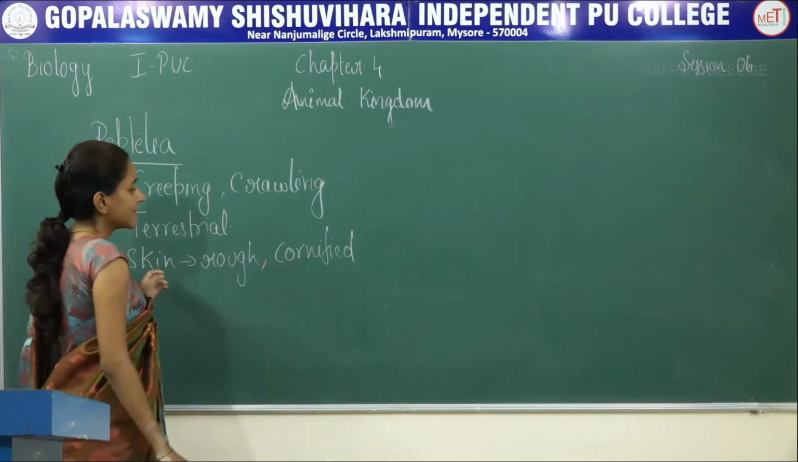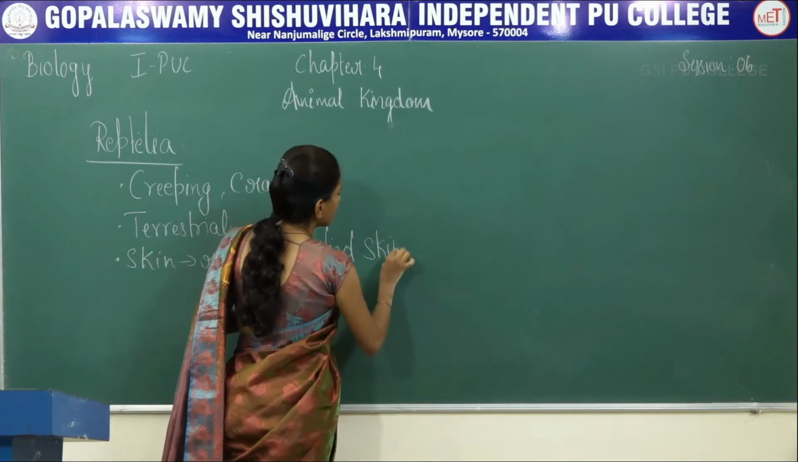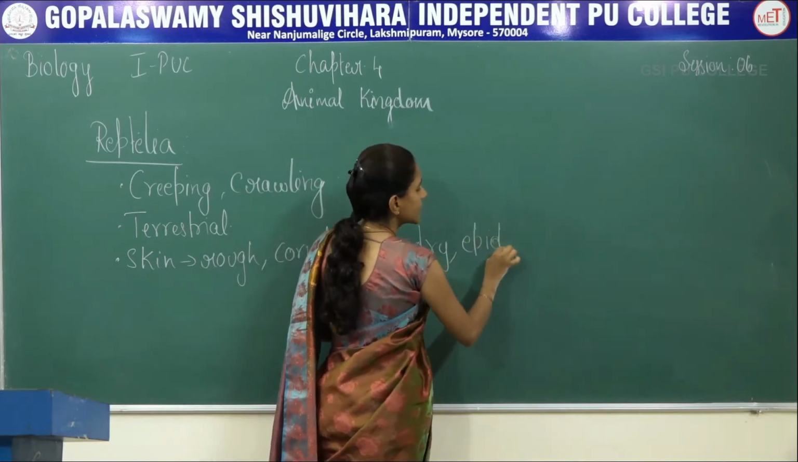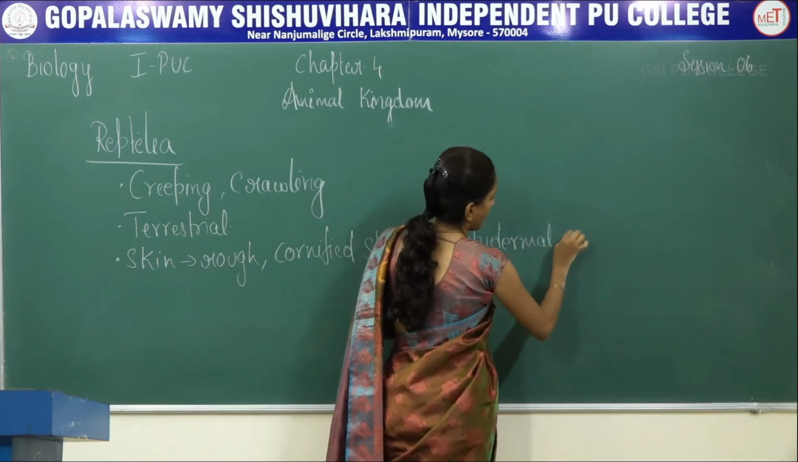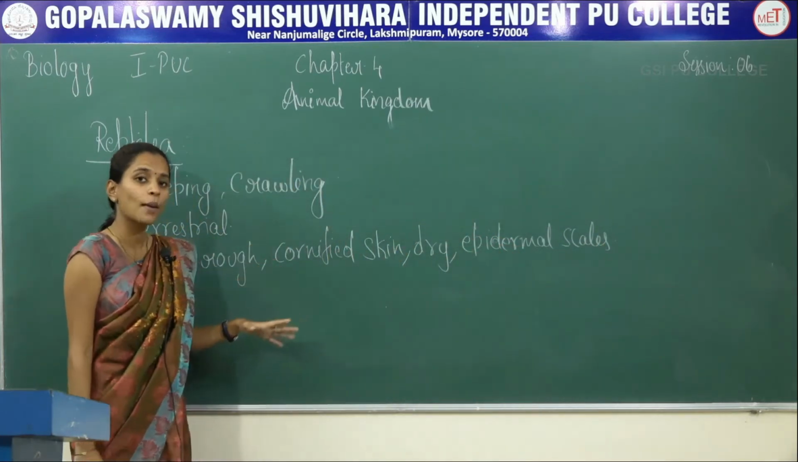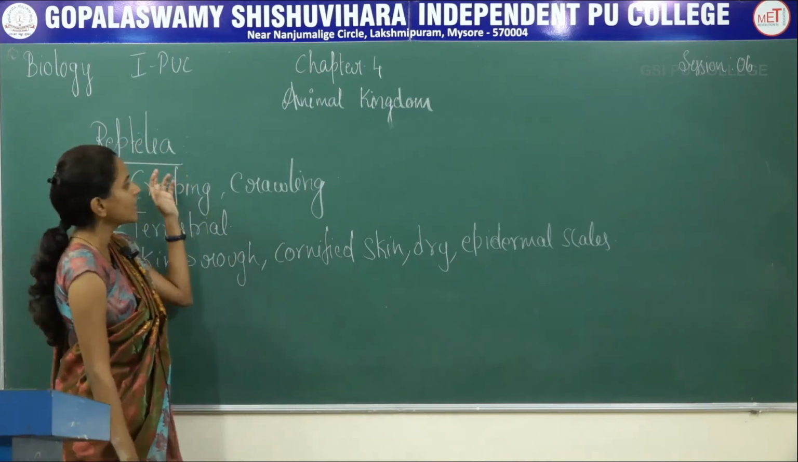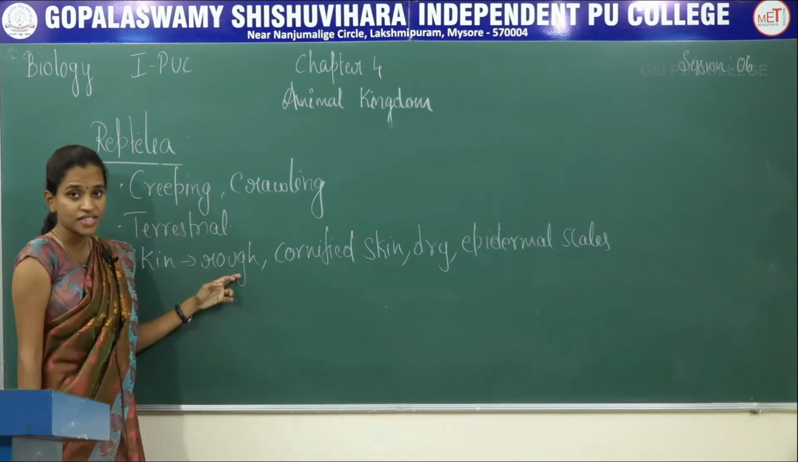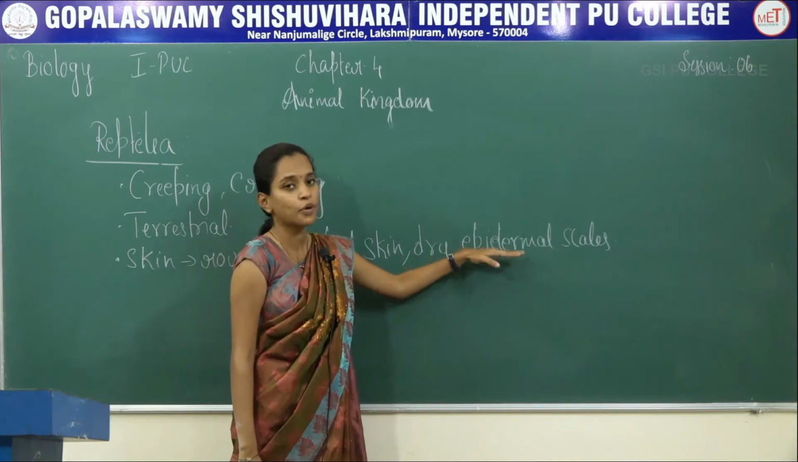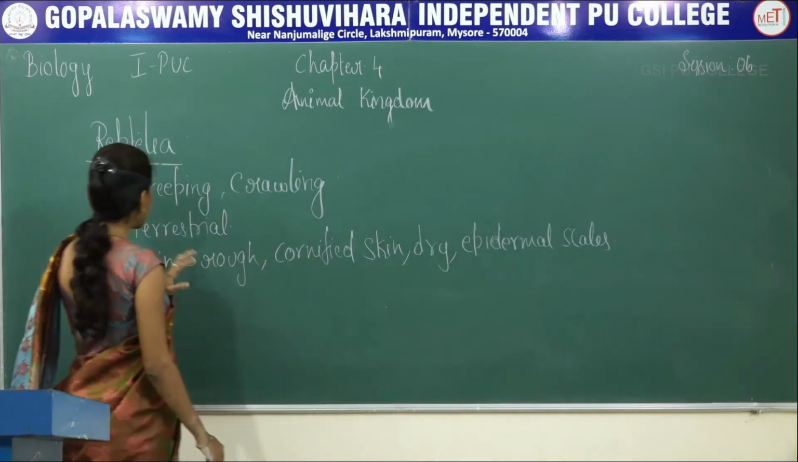Next character, their skin is rough, cornified skin. They have a dry skin as well as epidermal scales are present. If you compare amphibians, they have a very moist skin with no scales, but when it comes to reptilia, they have a rough skin, cornified skin, dry skin which is covered with thick protective covering. Those are called epidermal scales. That is about their skin.